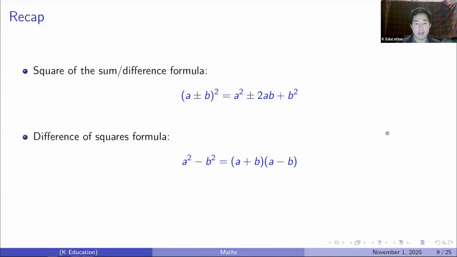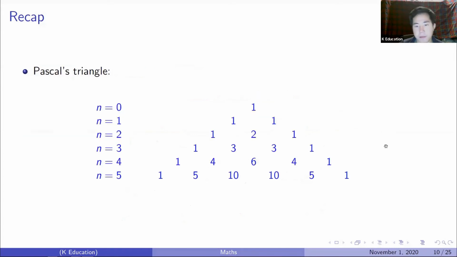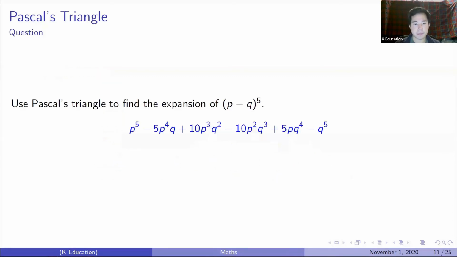And we also had the difference of two squares formula. If you have a squared minus b squared, you can always factorize it into a plus b times a minus b. Okay, and of course we have the Pascal's triangle. Hopefully everybody understands how to get the next terms, right? So you just add the top two to get the next one. Okay, we're going to skip that.